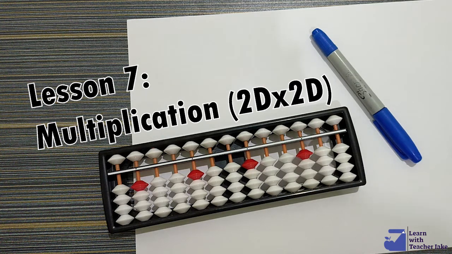Hello everyone, welcome to the 7th lesson of the basic abacus learning. In this video, you will learn about the multiplication of a 2-digit number multiplied by another 2-digit number by using the abacus. Let us get started.